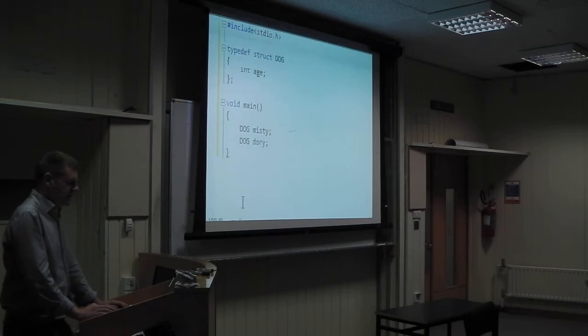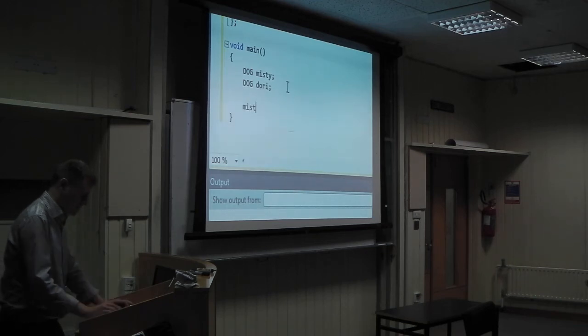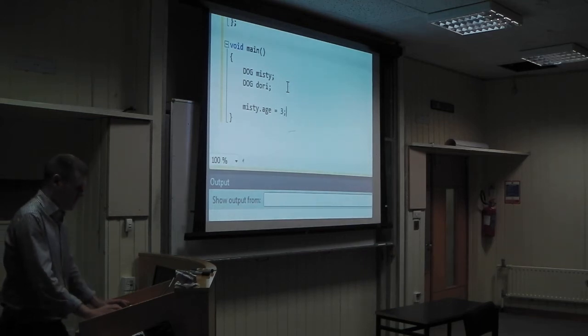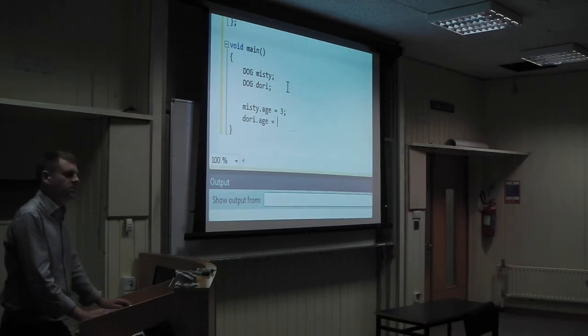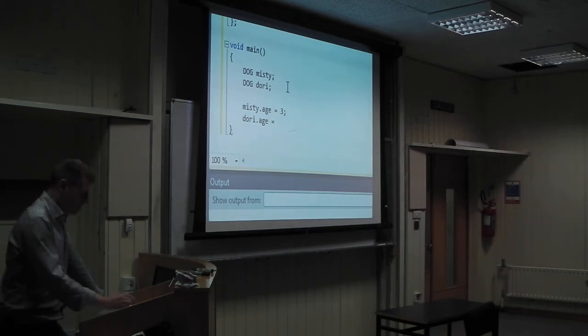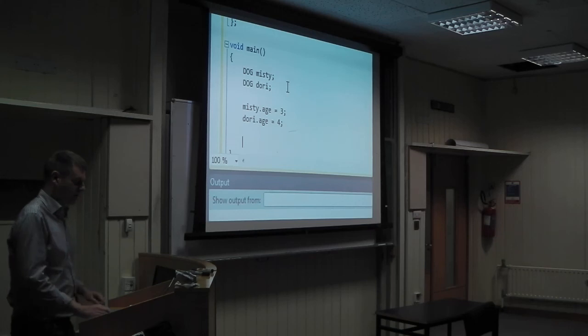Noticing in C we don't have to go equals new dog or anything like that. So Dory. Now watch what happens here. Misty.age equals 10. Oh no, Misty's 3, right? What age was Dory? Dory.age. Dory was 3 as well, was it? Let's make Dory 4 for this example here. Everybody alright with this so far? Not too complicated. This is just a struct in C with one element in it.